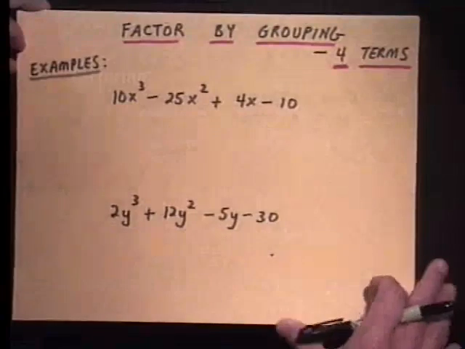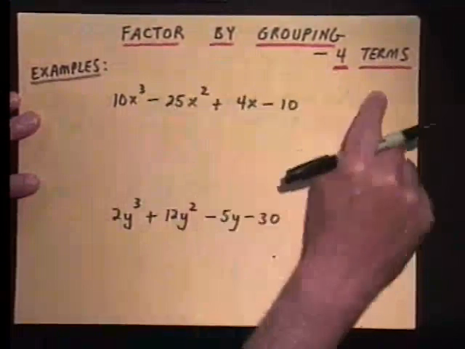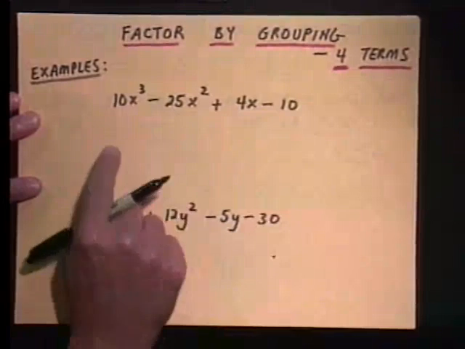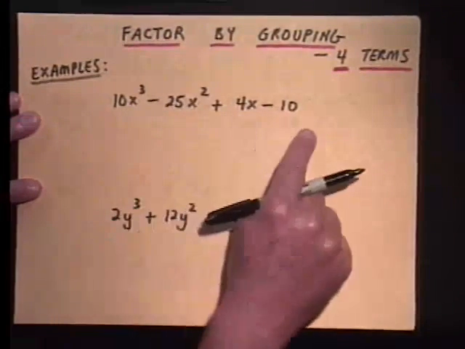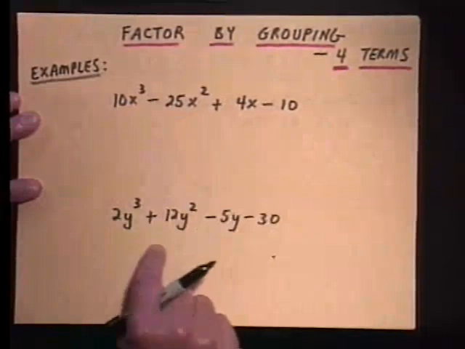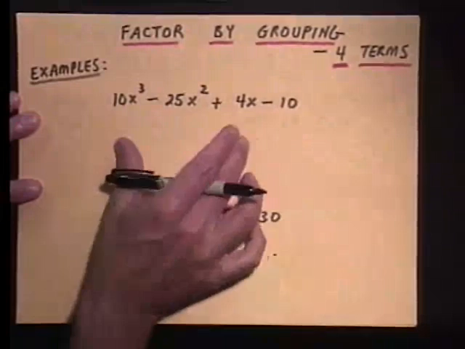Okay, back to the examples. So notice I've got factor by grouping. Always do this when you have 4 terms, and it's easy to tell when you have 4 terms. These next 2 examples do. 1, 2, 3, 4. 1, 2, 3, 4. And notice I have them all in nice what kind of order? Yeah, descending order of power. So you want to arrange them in that.